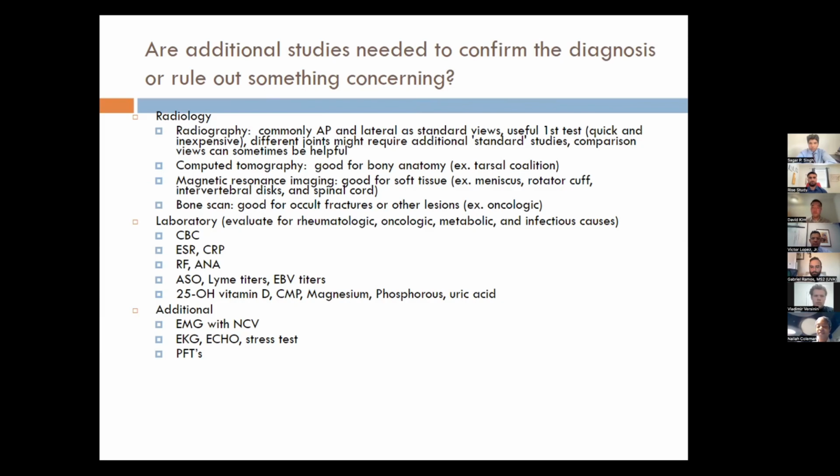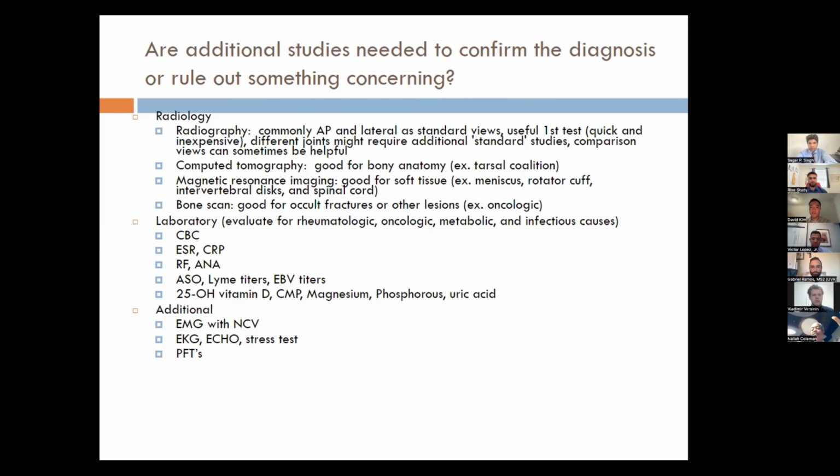I think I've ordered uric acid a couple times in pediatric patients. I used to order that more in adults. Additional things that you might get if you're thinking that this patient has complex regional pain syndrome, you might get an EMG with nerve conduction velocity.